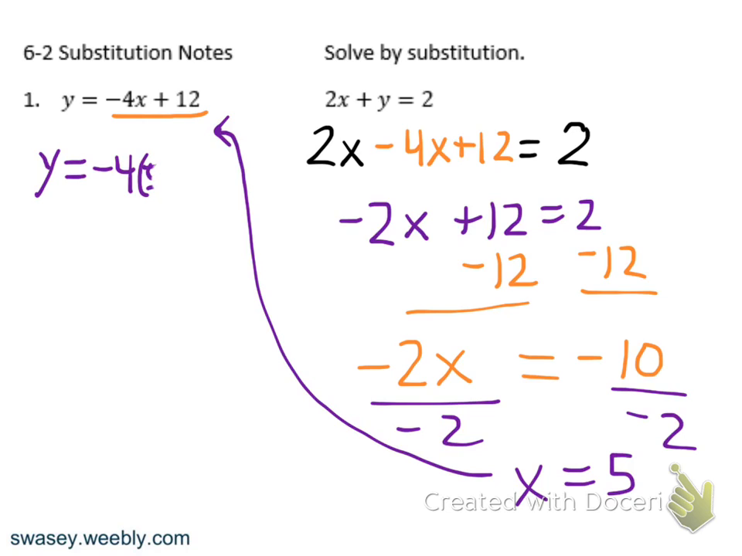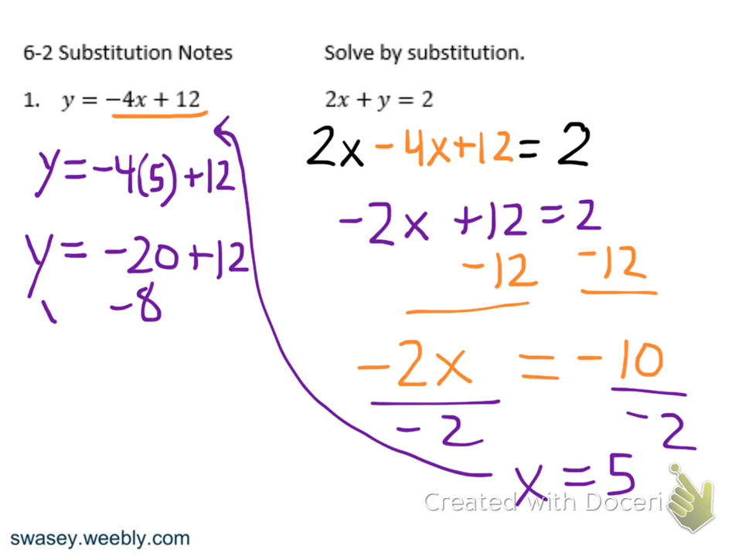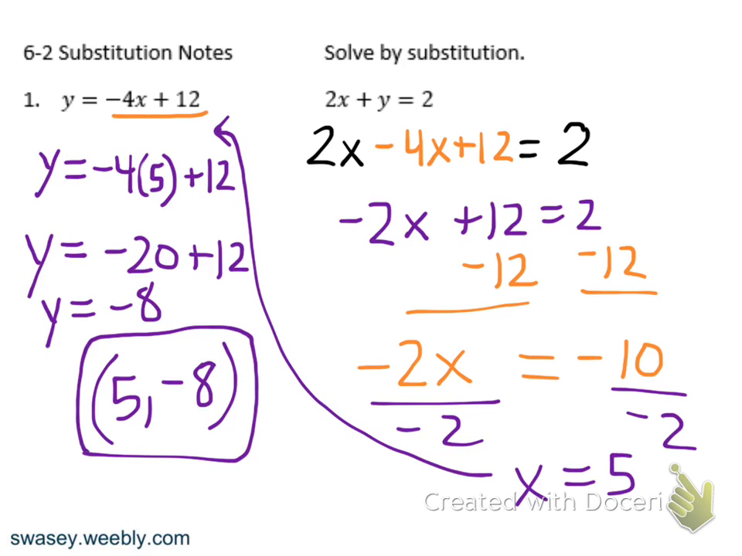You can go to any equation in this system that has both x and y, but this y equals negative 4x plus 12 will be the easiest spot. Multiply, negative 4 times 5 is negative 20. Negative 20 plus 12 gives us negative 8. Put it together as an ordered pair, x then y. So this is one of those where it's one solution. We're going to name that solution that x and y value.